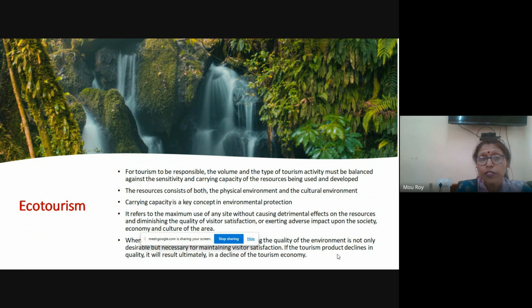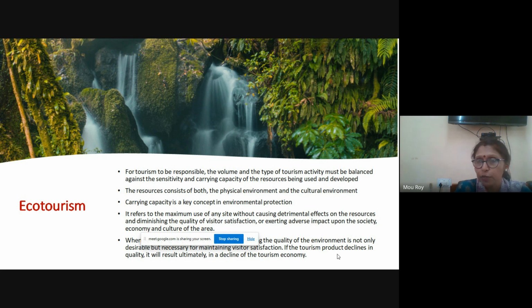One of the important concepts in environmental protection is carrying capacity. In simple words, each destination has a size, and a destination may be a crowd puller. During a particular period of time, you'll find a lot of crowds visiting that destination.